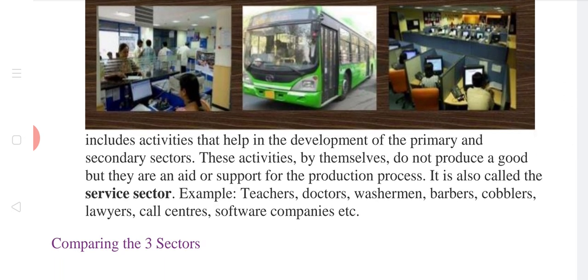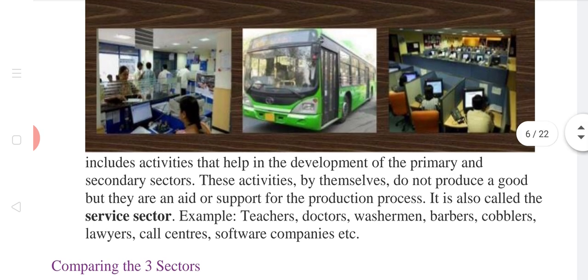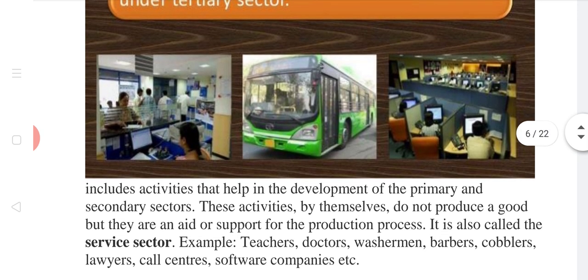Examples are teachers, doctors, postmen, barbers, cobblers, lawyers, call centers, software companies, etc. See here. Suppose we produce a good, we produce wheat, and we want to transport that wheat from Punjab or Haryana to Mumbai. If we don't have a transportation facility, how can we manage that? Naturally, we need transportation. To have transportation, we need vehicles, so we will have to manufacture those.